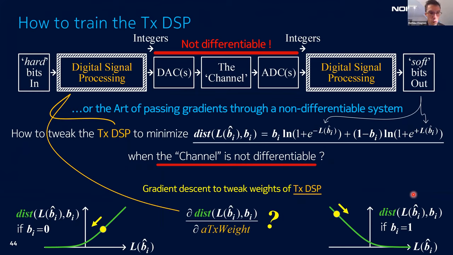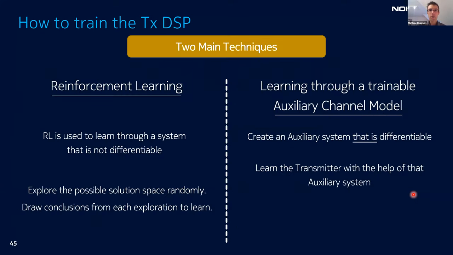So how do I tweak weights on the transmit side to minimize this objective function when the channel is not differentiable? How do I use the chain rule of derivatives to find the impact of one weight at the transmit side with respect to the final output if I don't have any function for that channel, right? That's pretty hard, right? This is the challenge of training the TX. And there are two main techniques to do that: reinforcement learning and learning through a trainable auxiliary channel model.